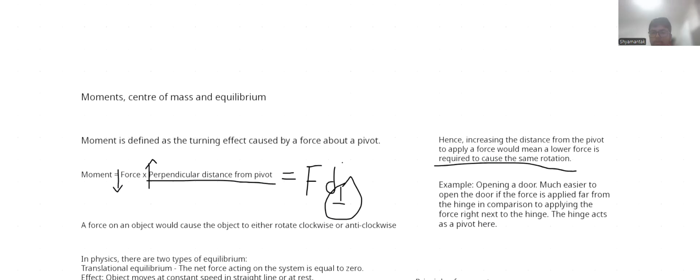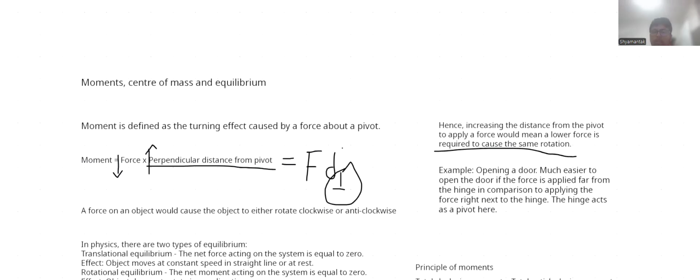An example would be opening a door. It is much easier to open the door if the force is applied far from the hinge in comparison to applying the force right next to the hinge. The hinge basically acts as the pivot here.